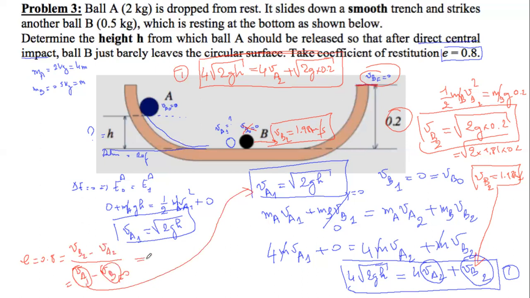So if I exploit this, I will say 0.8 times square root of 2GH is equal to VB2 minus VA2. By the way, what is VB2? I know it already. It's this, 1.981. Let me rewrite all this in a cleaner form.